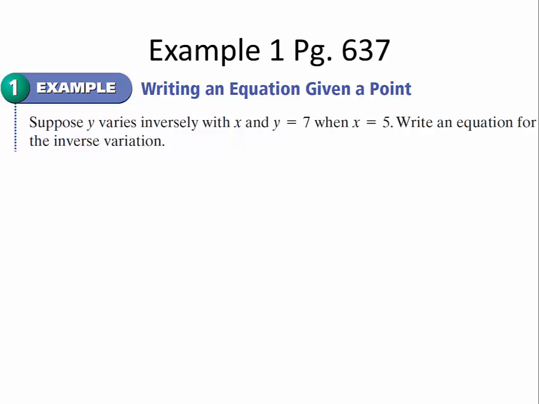All right, example 1. Suppose y varies inversely, underline varies inversely, with x and y equals 7 when x equals 5. Write an equation for the inverse of variation. There's only 2 simple steps to this procedure. First, use x times y equals k, the constant. So, sub in numbers.